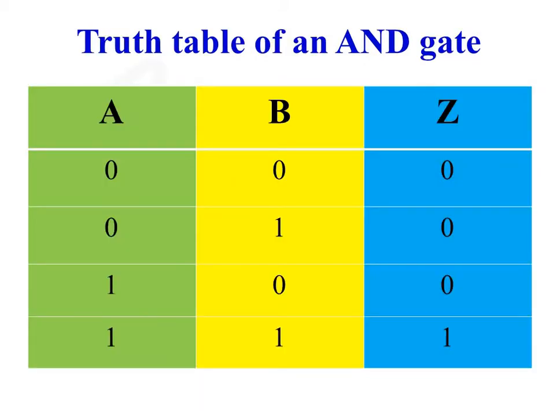So this is the truth table of a two-input AND gate. If both A and B are existing at logic 1, then output is equal to 1. Else output is equal to 0. So in the first three rows, any one of the two inputs is equal to 0, so output is equal to 0. And in the last row, both inputs are existing at logic 1, so output is equal to 1.